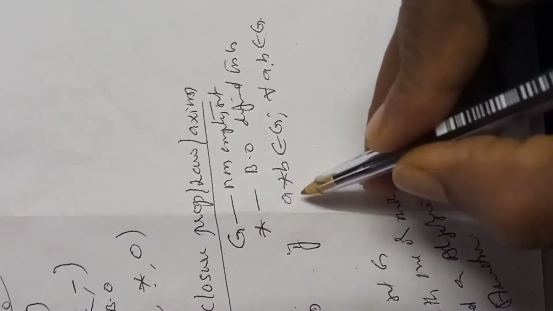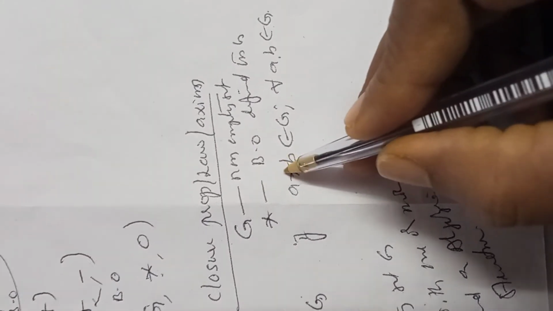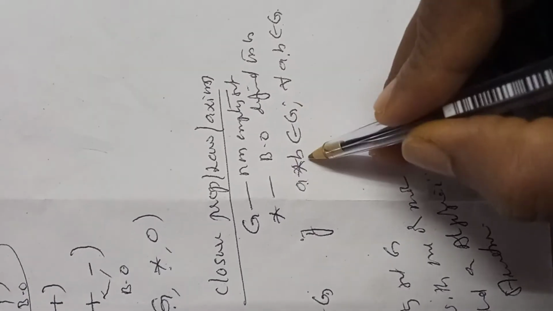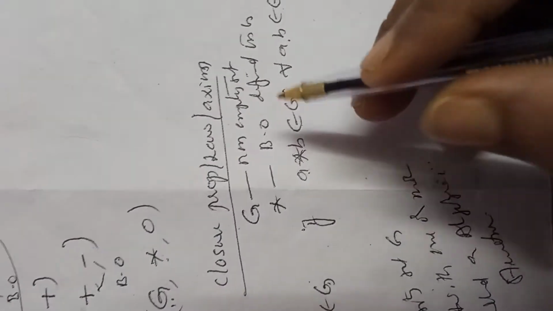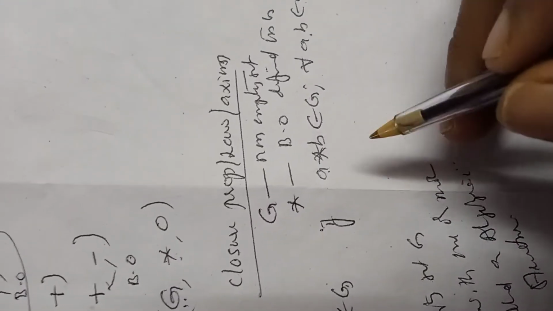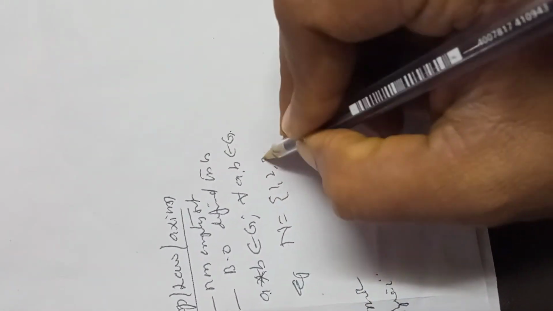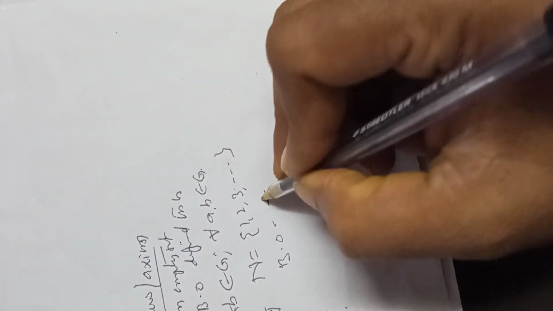If A star B, the product or result of this, where A is an element in G and B is an element in G, we are applying one operator, that is star, in between A and B, and the result belongs to G, then we can say that closure property is satisfied with respect to star in G. For example, N is given to you, the set of natural numbers, and I am giving you the binary operation as addition. Now we have to check whether closure property is satisfied or not.